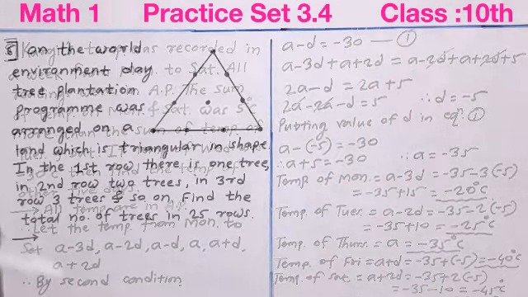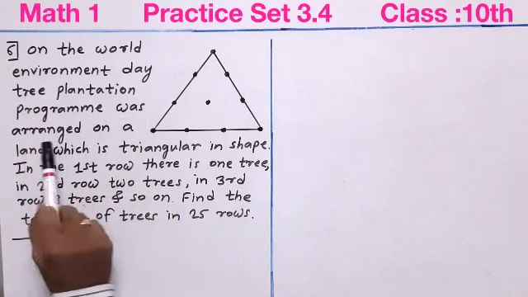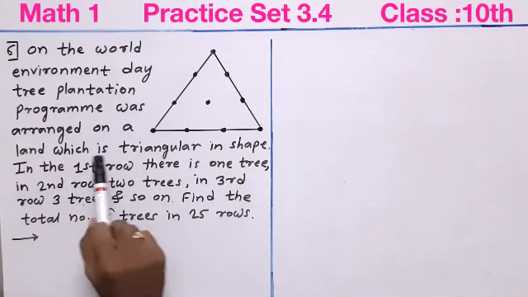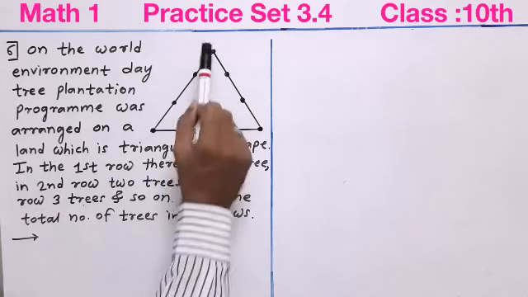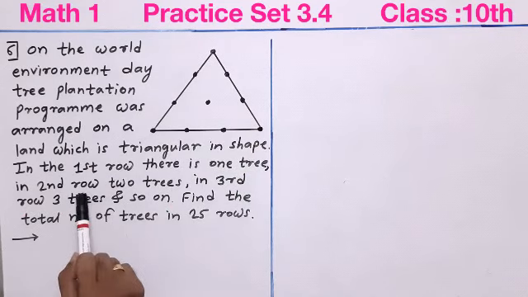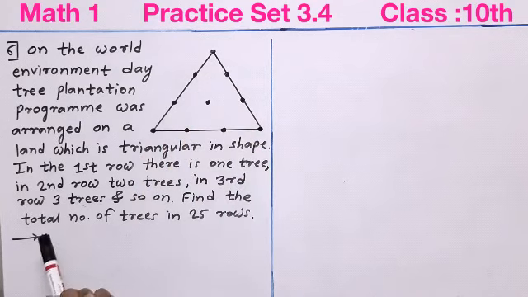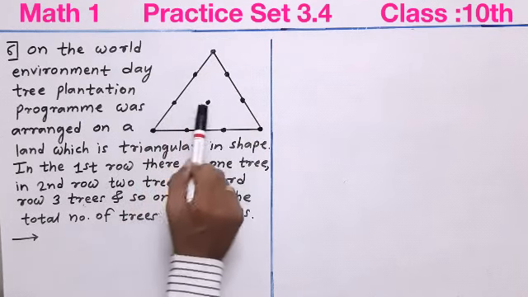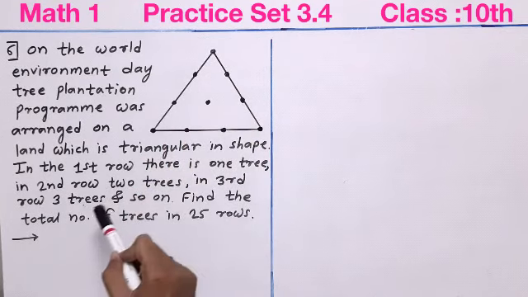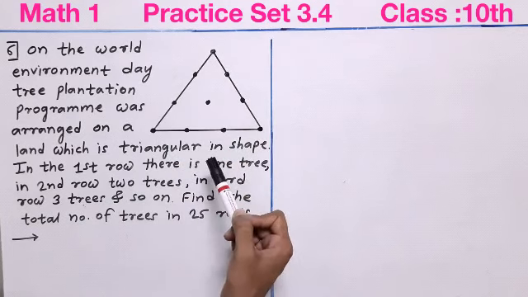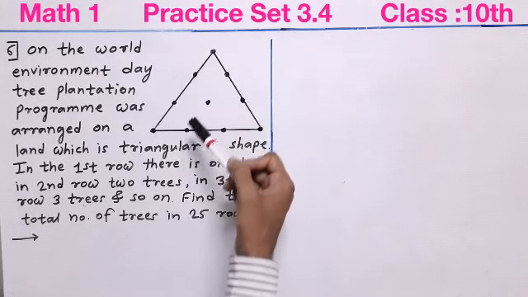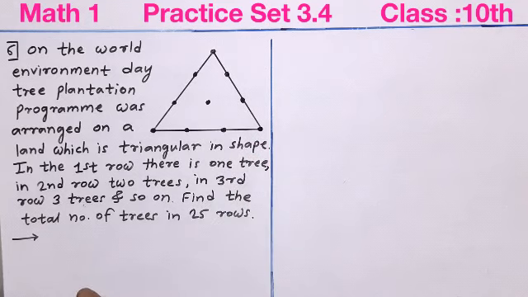Okay, dear students, you can see the 6th example is here. On the World Environment Day, a tree plantation program was arranged on a land which is triangular in shape. In the first row, there is one tree. In the second row, there are 2 trees. In the third row, there are 3 trees, and so on. Means in the consecutive rows, you can see 4 trees, 5 trees. As the number of rows increases, the number of trees is also increasing.